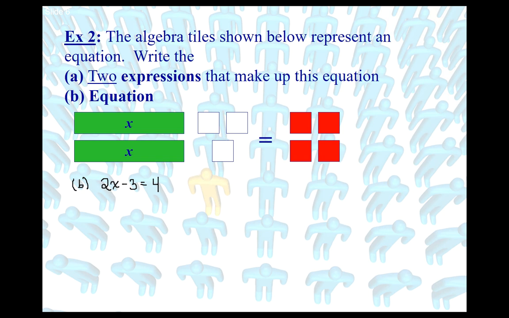Now, in terms of the two expressions, now we can do part A. The two expressions are just the two different parts of the equation. So if you look at this here, 2x minus 3, that is one expression. I'll call that expression number 1. And then the 4 would just be another expression. I mean, it's just a constant, but it's still an expression. Number 2. And that's what an equation is. It's two expressions that are set equal to each other.